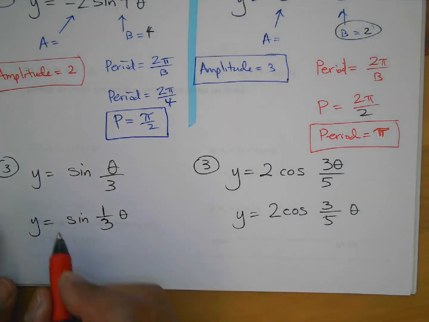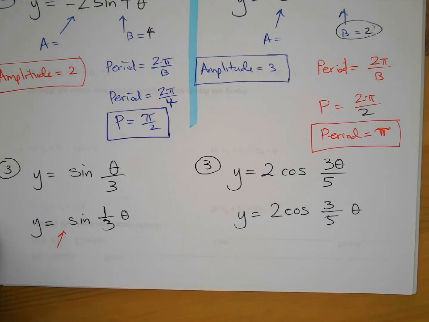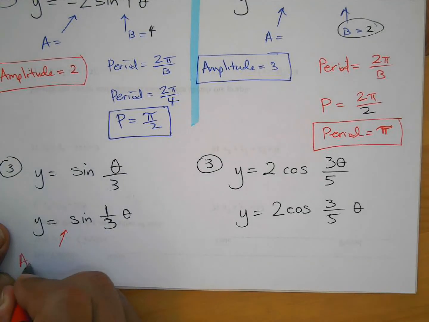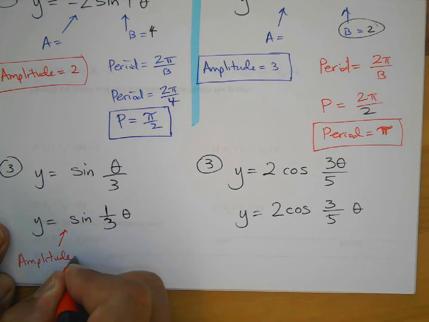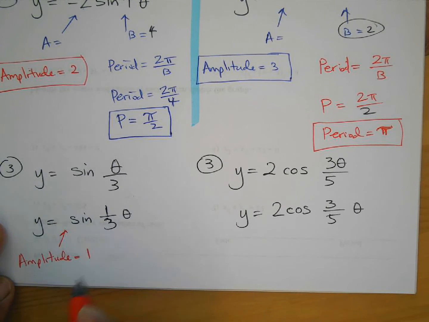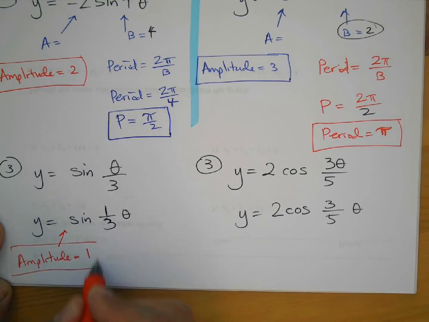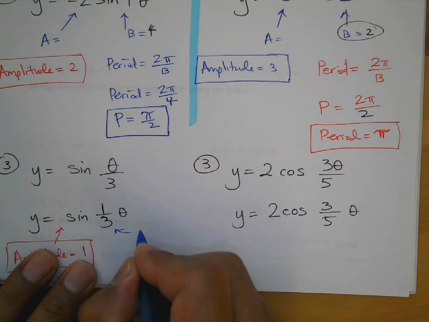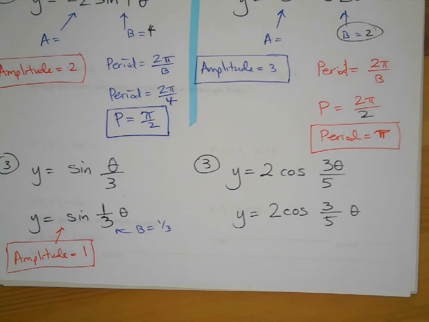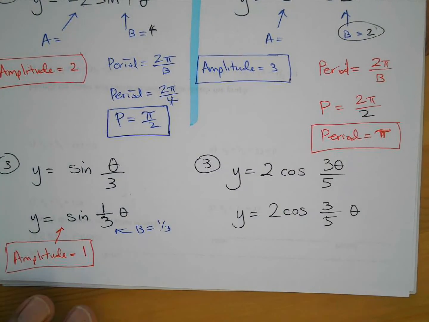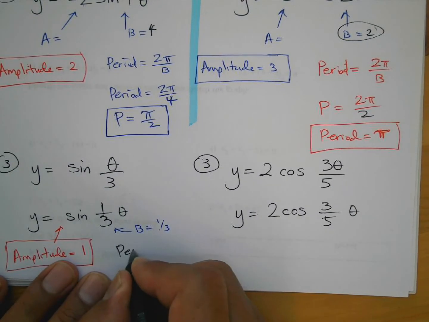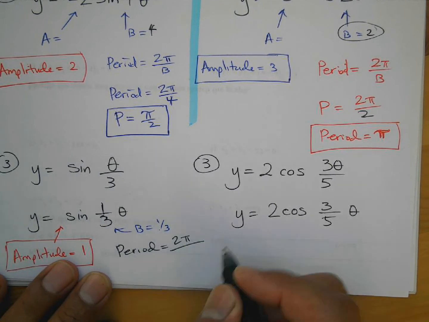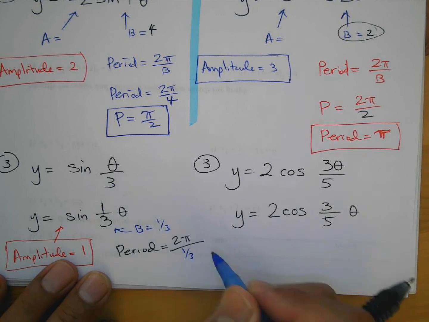All right. What is the amplitude here? There's no number there. Is it a 0? No. What number is there when there's no number written? Amplitude is 1. Right? There's a 1 right there. You don't write it, but it's there. And B is 1/3. Uh-oh. B is 1/3, but that's not your period. I need that to use it in this formula. Period is equal to 2 pi divided by 1/3. How do you do that?